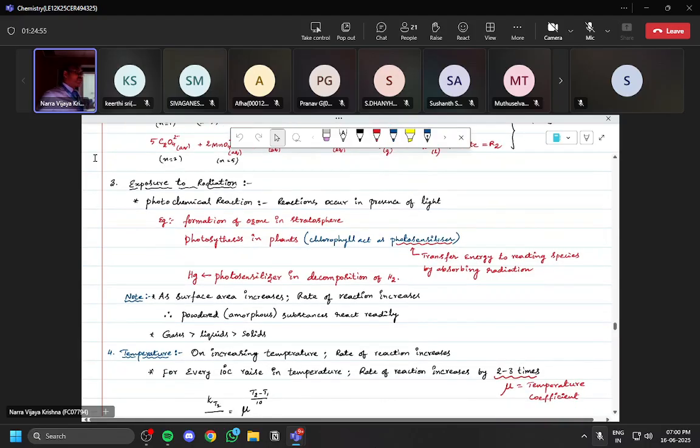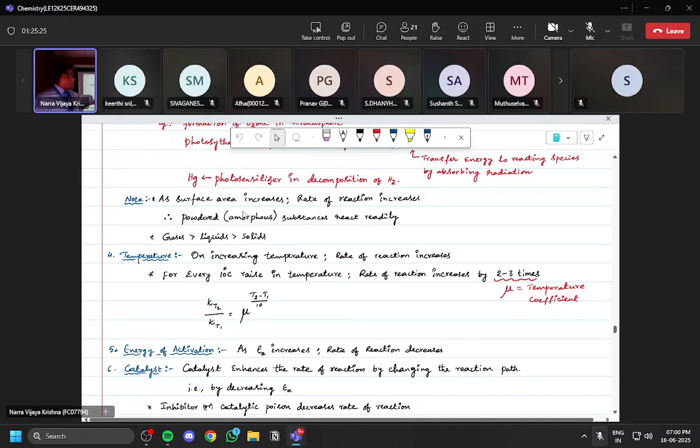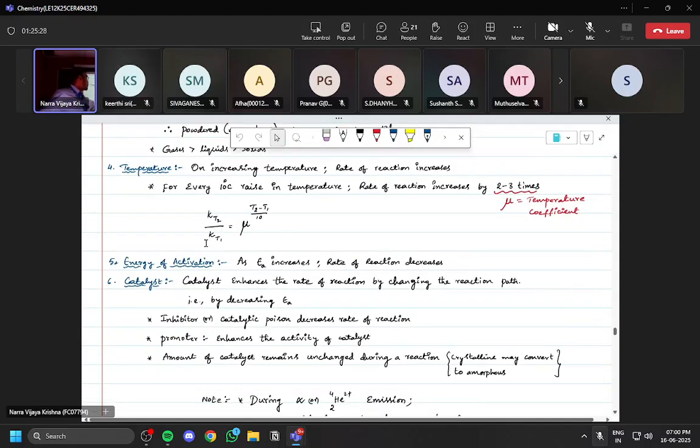Next. This also we have seen just now. Now temperature. If I increase temperature, molecules move more randomly. Molecules will make more collisions and they will convert into products more readily. For every 10 degrees centigrade rise in temperature, the rate of reaction increases by 2 to 3 times. We call that mu, or the temperature coefficient of a reaction. So we wrote that as KT2 by KT1 equal to mu power (T2 minus T1) by 10.